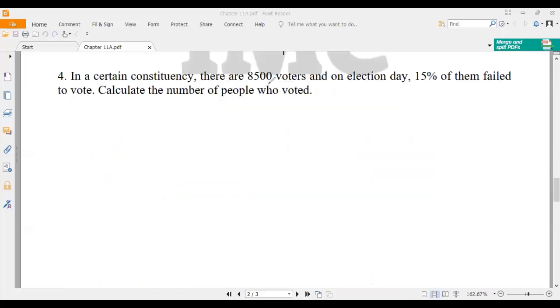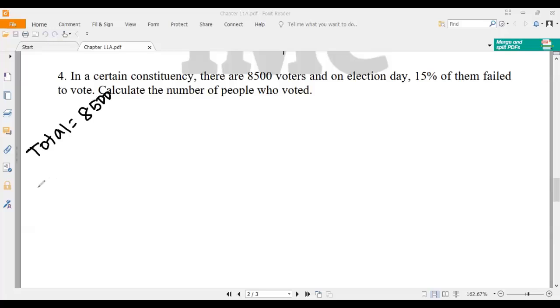Now, question number 4. Question number 4 says, in a certain constituency, there are 8,500 voters, and on election day, 15% of them failed to vote. Calculate the number of people who voted. So, here how many voters are there in total? 8,500. That is the important part. And on election day, 15% of them failed to vote.